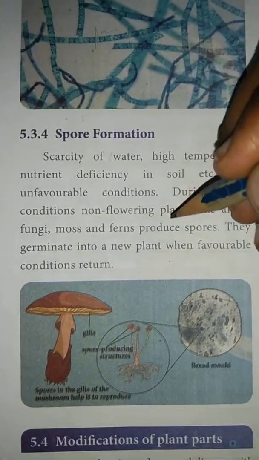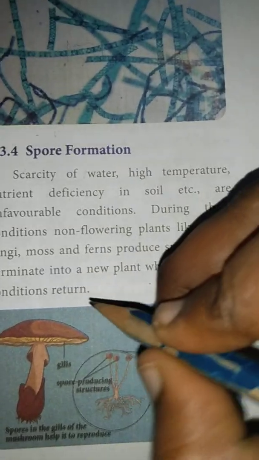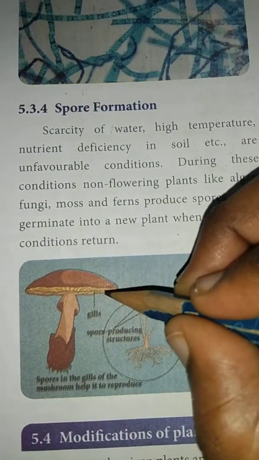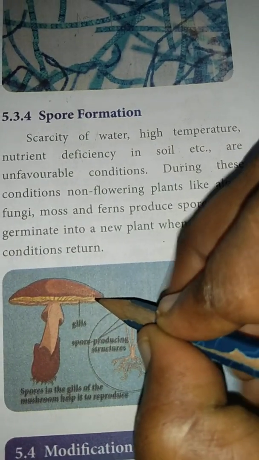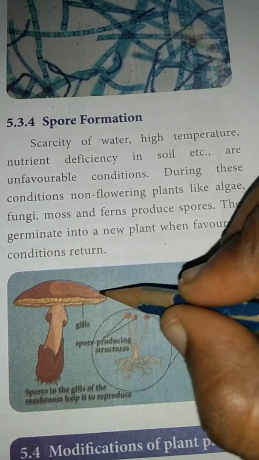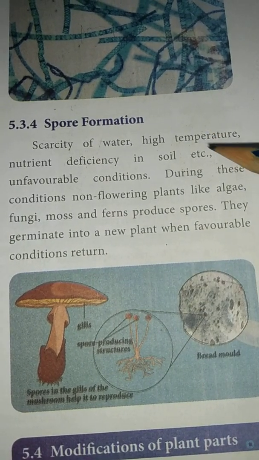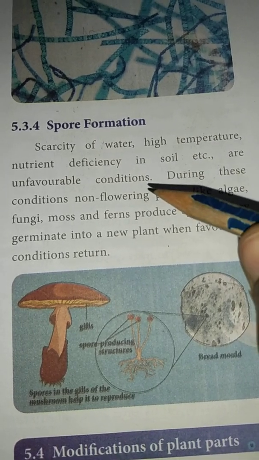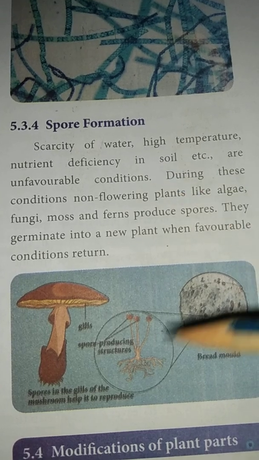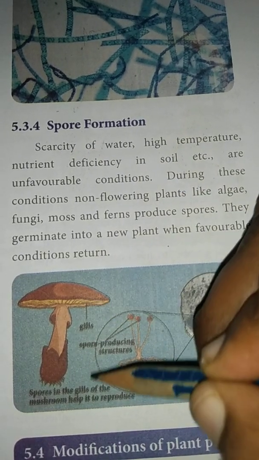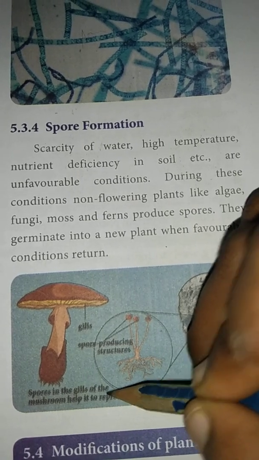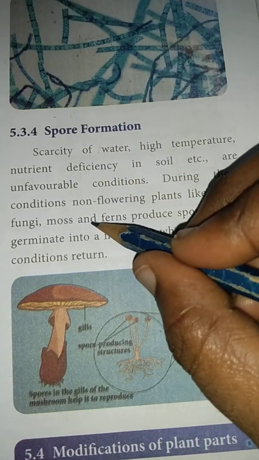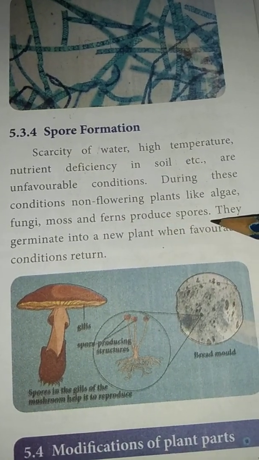The next one is spore formation. Spore formation occurs in mushrooms. When water is present and there is high temperature, it is an unfavorable condition, so they produce spores and keep them in the soil. During this condition, non-flowering plants like algae, fungi and moss plants produce spores.